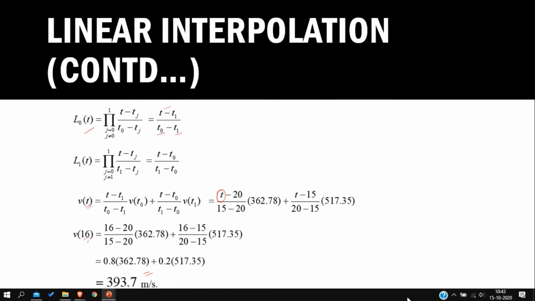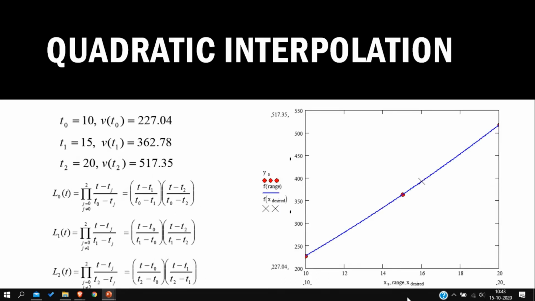Okay, now we move on to the quadratic interpolation. In the case of quadratic interpolation, we need 3 points. Here we take t equal to 10, t equal to 15, and t equal to 20. So these 3 values we take.